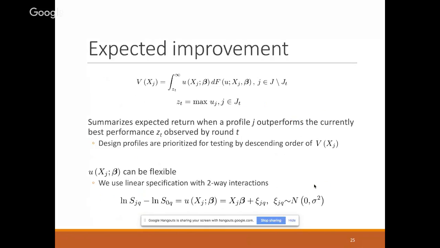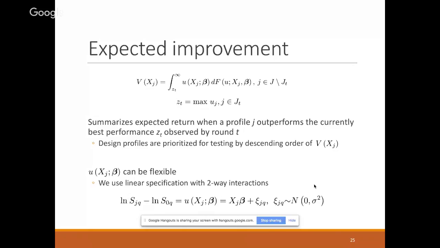So conceptually, the upper tail expectation summarizes expected improvement relative to the best design profile that we found so far. So this upper tail integration would summarize the expected return of running the next round of the experiment. So this value would summarize whether running one more round of experiment is valuable for you or not.